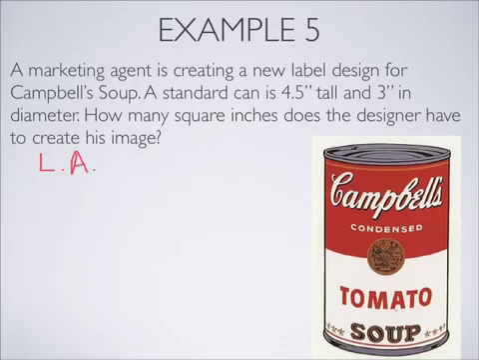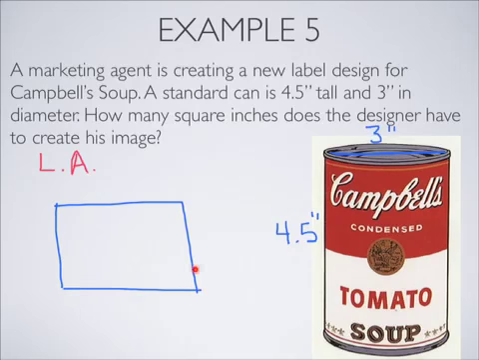Let me put these numbers in here. So the can is 4.5 inches tall. And the diameter, which is the entire way across, is 3 inches. So my label is going to look like this. It's going to be a rectangle. What's the height of my rectangle? 4.5. What's the length at the top? 3 pi. It's the circumference of the circle.